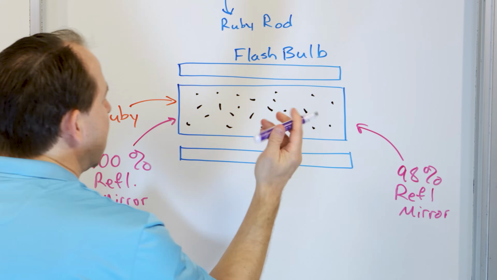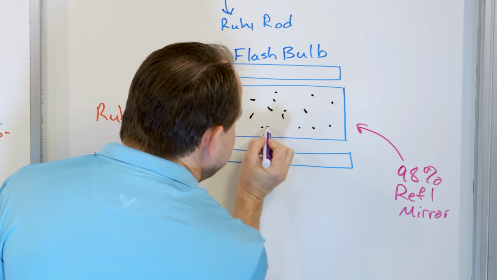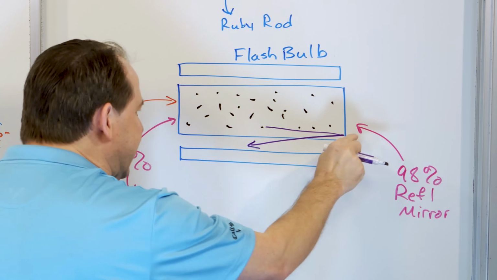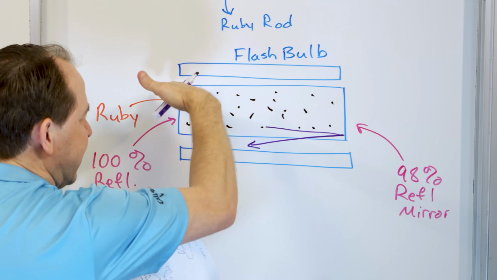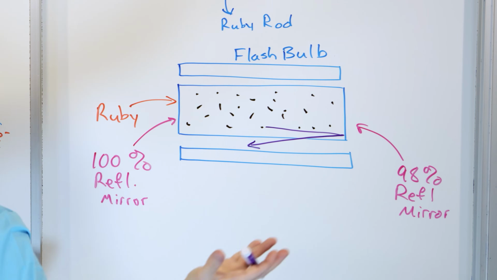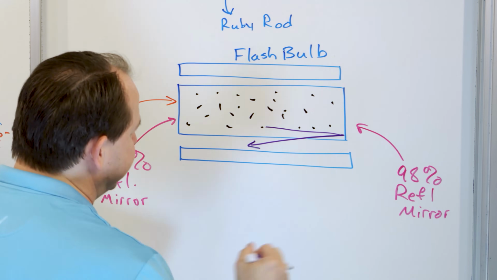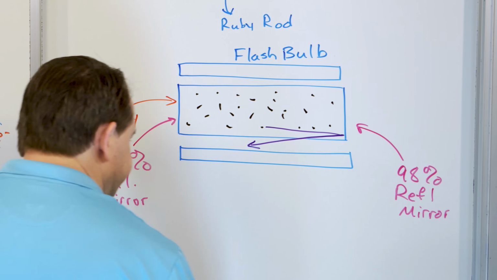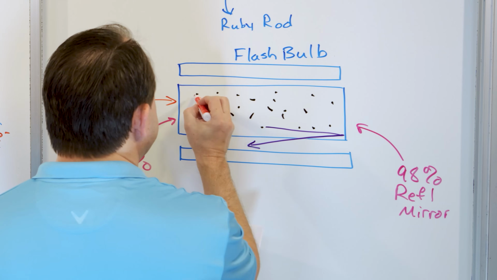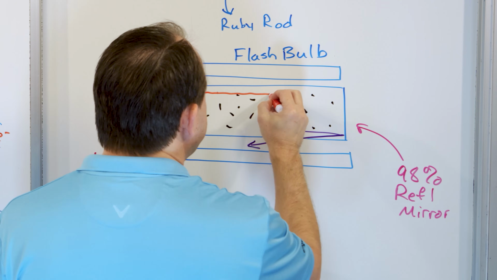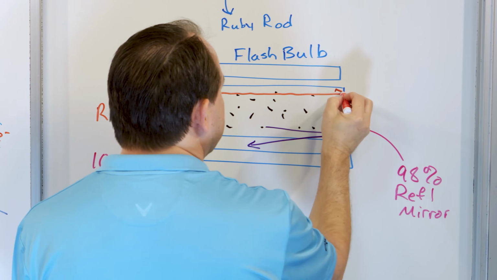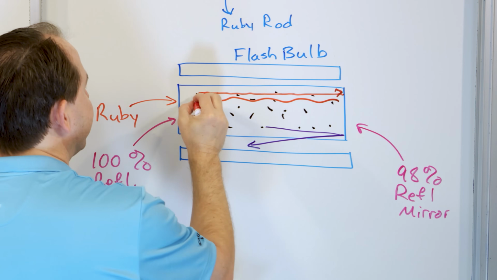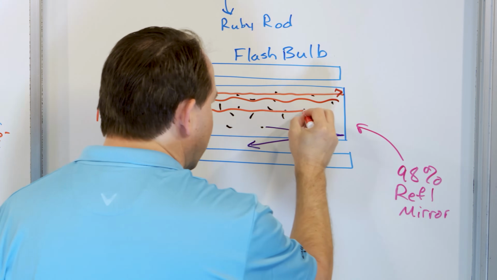Now, if a photon happens to come from this atom and hit this mirror at an angle like this, then it's allowed to leave the tube. Anything coming at an angle is just going to exit the ruby rod and be lost. But what actually does happen is that when a photon is generated from this atom, some fraction of them are going to go down and hit the mirror at the end, and 98% of them are going to be reflected back the other way. Then they're going to hit this one and go back this way.